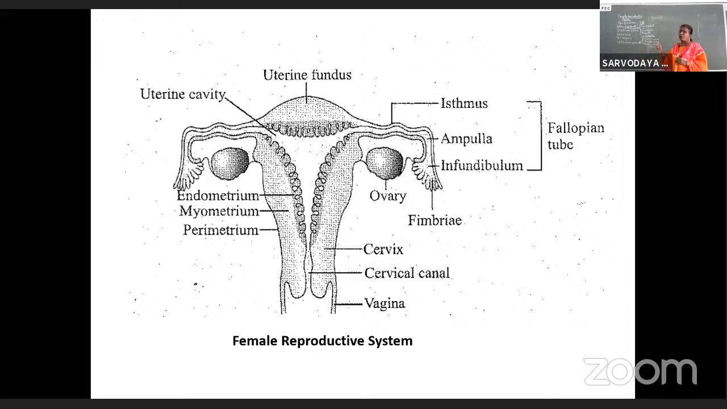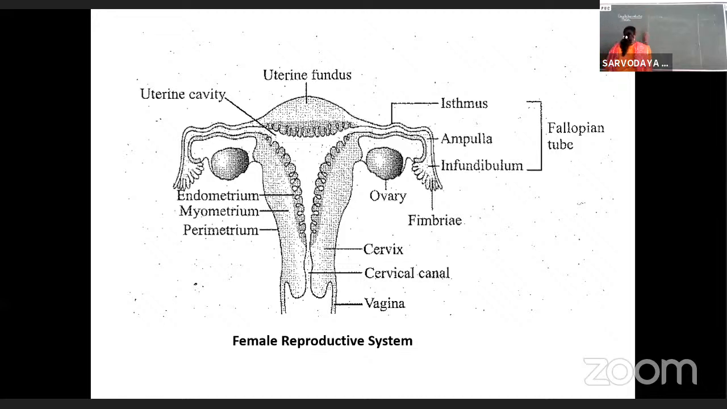Well, these are the parts of the female reproductive system. Now let us start with the first one. What is it? Pair of ovaries. I hope all of you have copied down. I'm just going to erase it. I need a little space for the explanation.